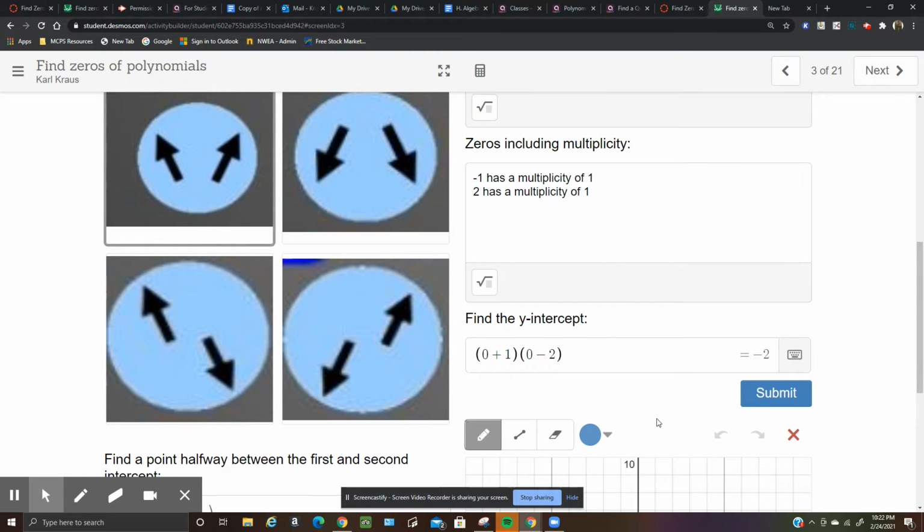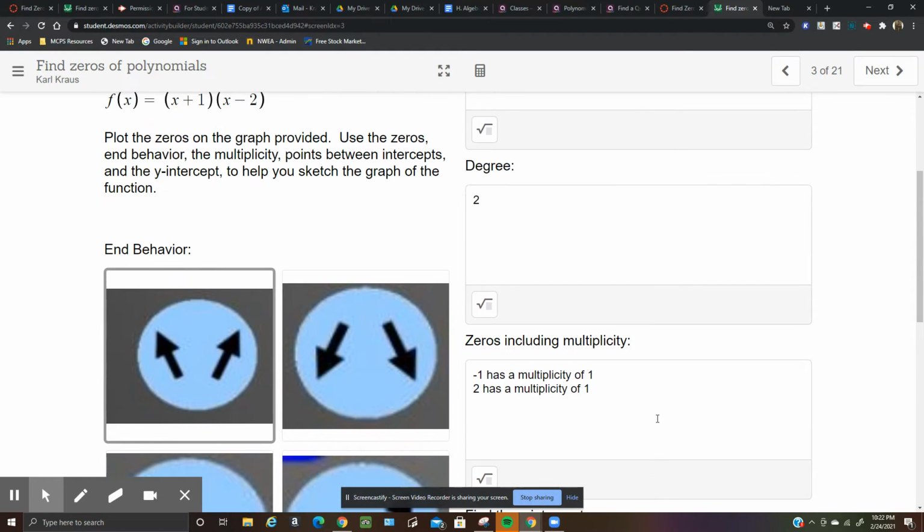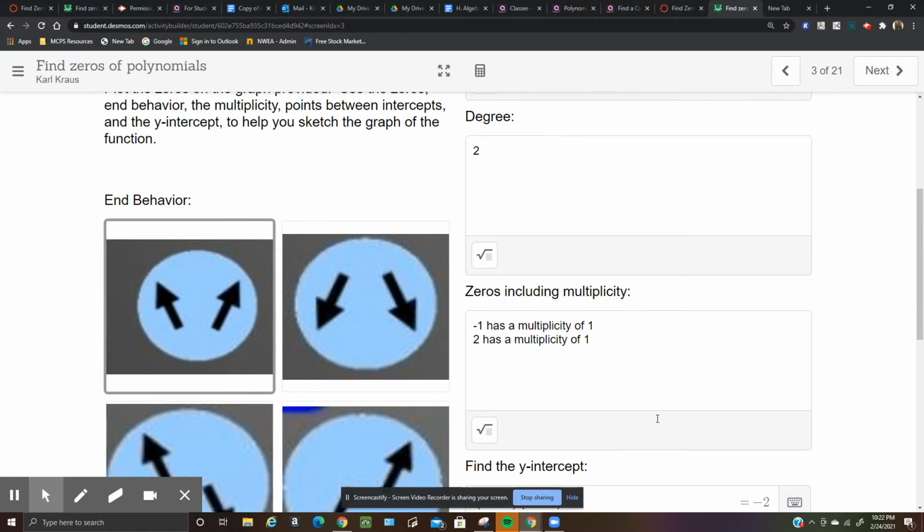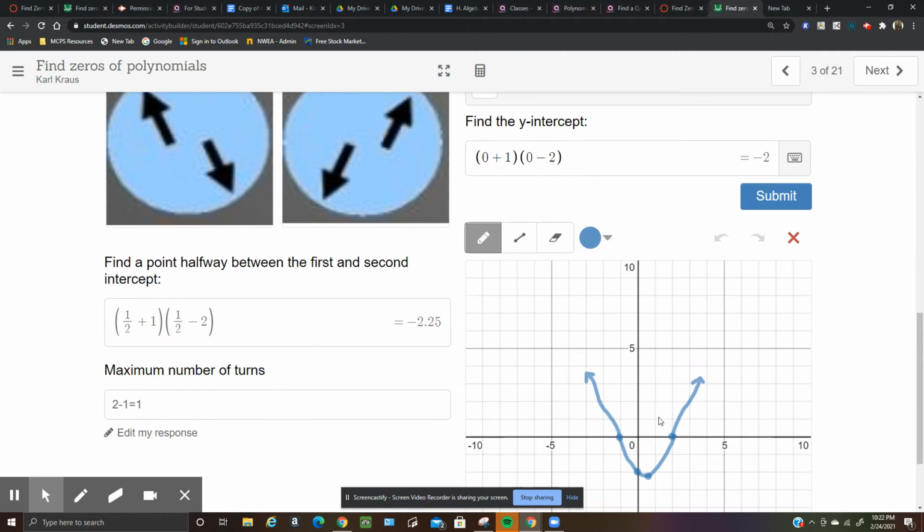So even degree, leading coefficient is positive. So both ends go up here. I get a parabola.